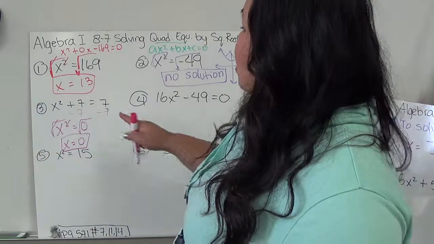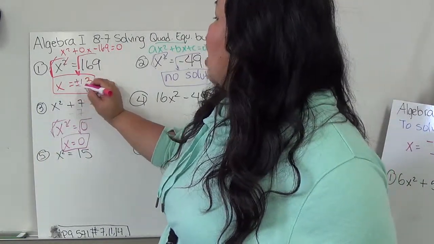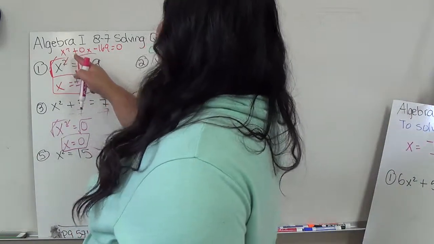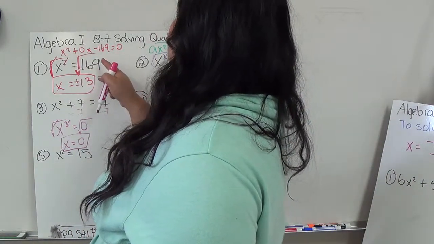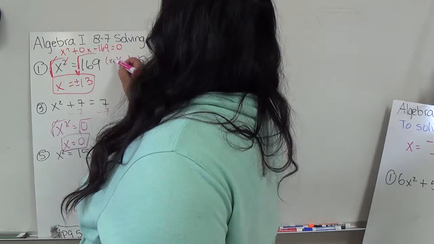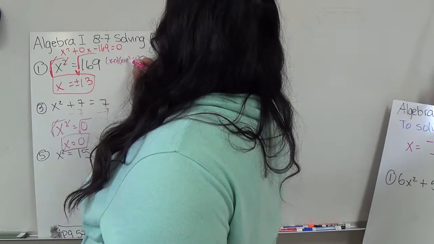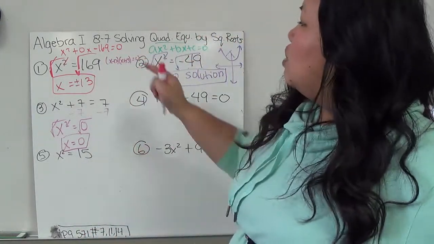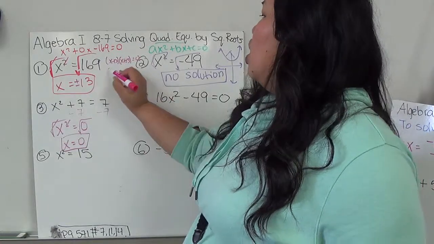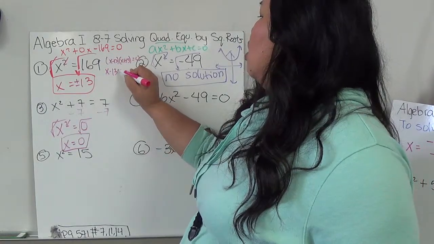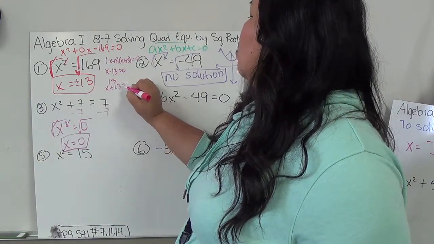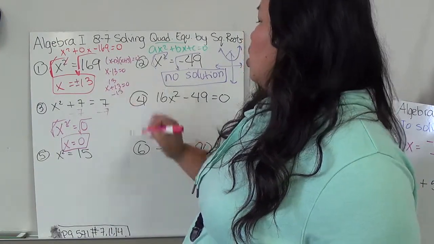Oh, I apologize. The answer to the first one actually is plus or minus 13, right? Because if I were to solve this, x squared plus 0x minus 169, my two bubbles would be x minus 13 and x plus 13. Two numbers that when multiplied together give me negative 169, but when added together give me 0. That's negative 13 and positive 13. So if I do x minus 13 equals 0, I end up with 13. If I do x plus 13 equals 0, I end up with negative 13.